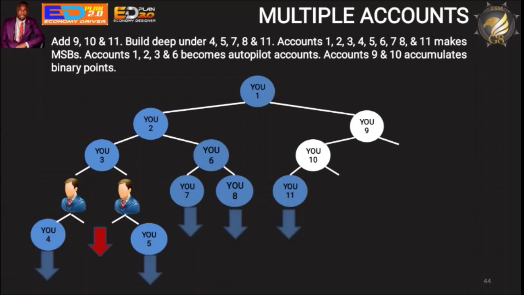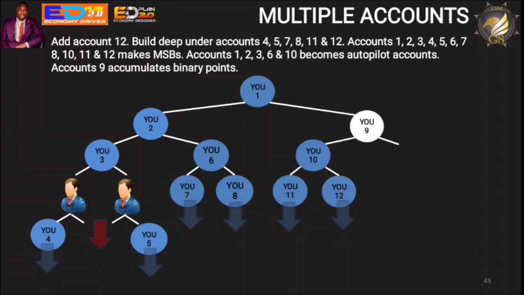Now, account 1, 2, 3, 4, 5, 6, 7, 8, and 11 make match sales bonus. They will make match sales bonus left and right, okay? And then account 1, 2, 3, and 6 become autopilots. So this is an autopilot, this is an autopilot, this is an autopilot, and account number 6 is an autopilot, okay? And then account 9 and 10 accumulate binary points, which means when you start building on the other side of these accounts, you start making money automatically, okay?